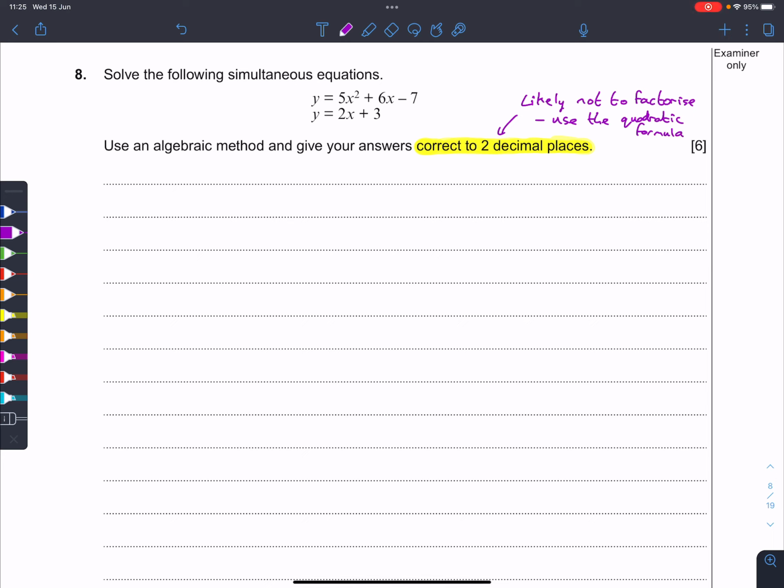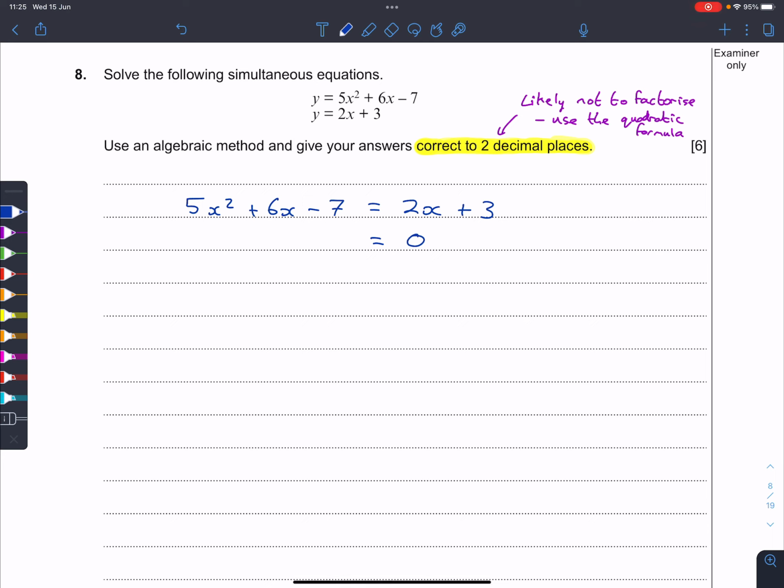Okay, so let's have a look at what we've got. If we want to solve these, then they're going to have the same y. So this version of the y and this version of the y have to be the same, so I could put those equal to each other. 5x squared plus 6x minus 7 is going to equal 2x plus 3, where these two curves are equal. So now a quadratic is being formed.